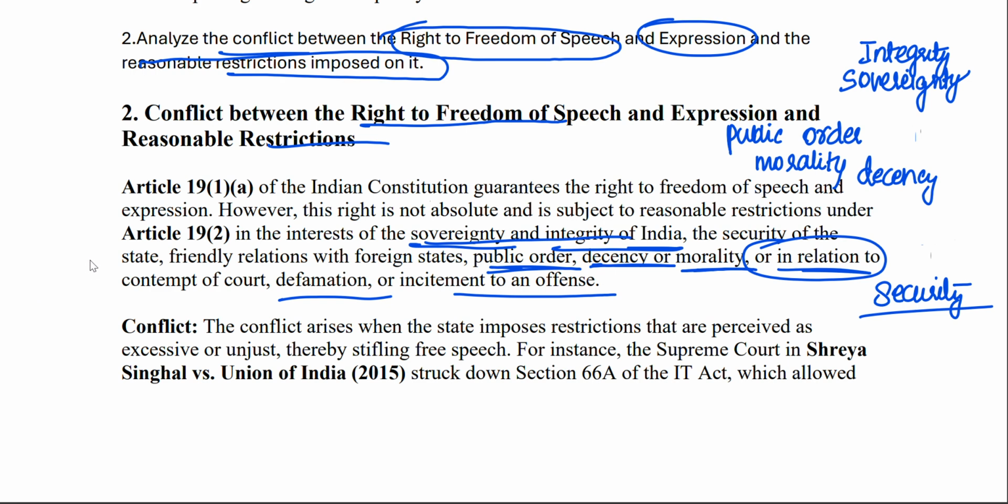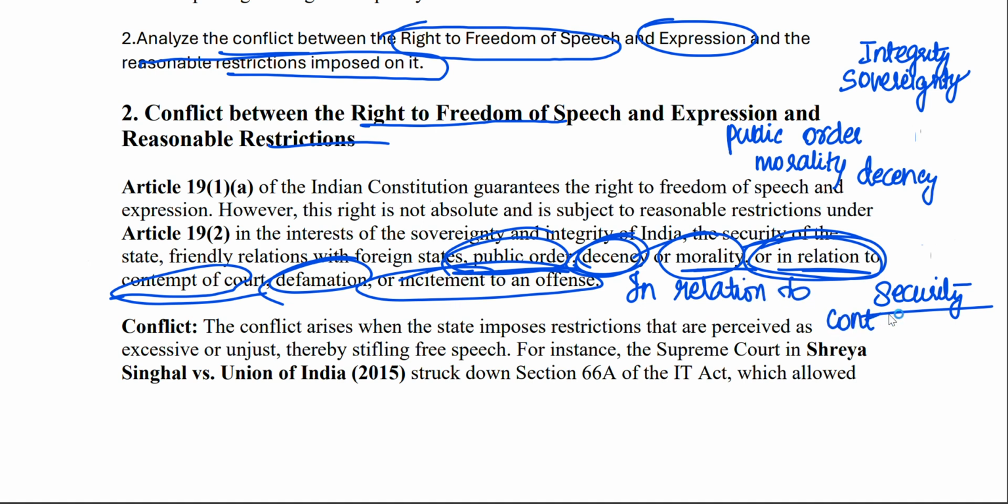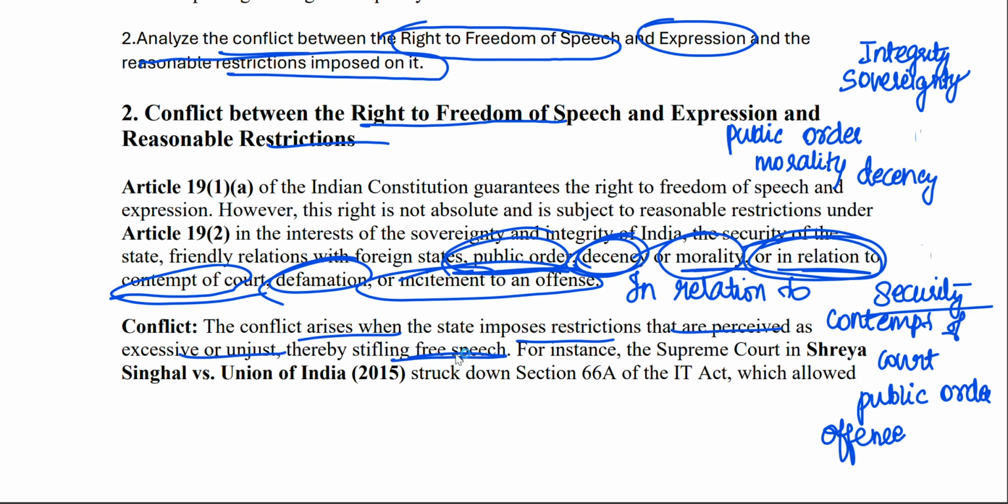When sovereignty is not defined, we take references of sovereignty from the constitution. The security of the state, friendly relations with foreign states, and public order are not defined in the constitution. Decency and morality are not defined in the constitution either. And there is a relation to contempt of court, defamation, and incitement to an offense. The conflict arises when the state imposes restrictions that are perceived to be excessive or unjust, thereby curbing free speech.